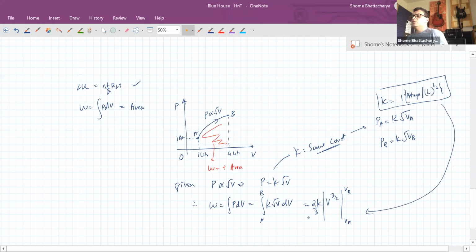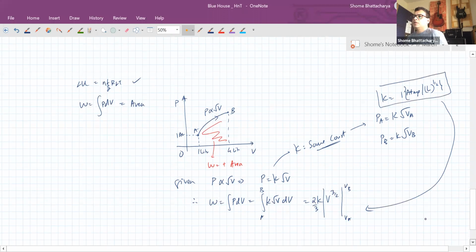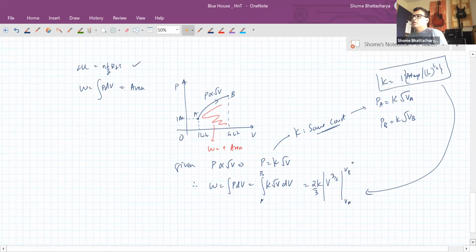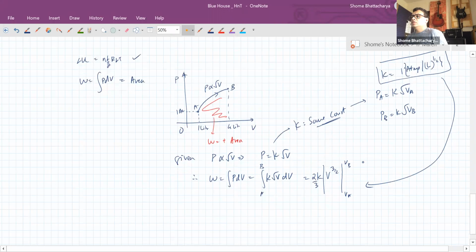So that is a tricky thing in this. How do we eliminate the value of K? We eliminate it from the given points, since for both A and B the values are known. At A both pressure and volume are known, so from that we eliminate K. Okay, so this is 4 liters, this is 1 liter, so this becomes 2 by 3. Now we'll put this value of K here.